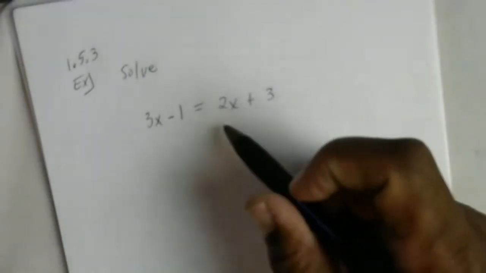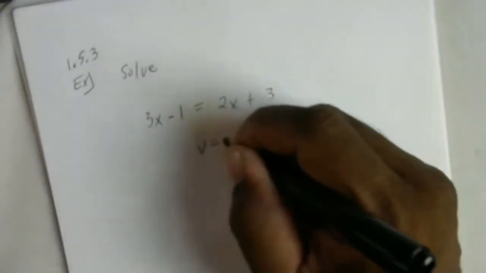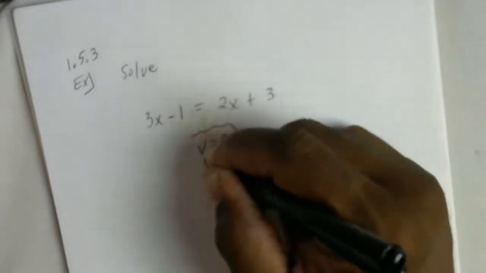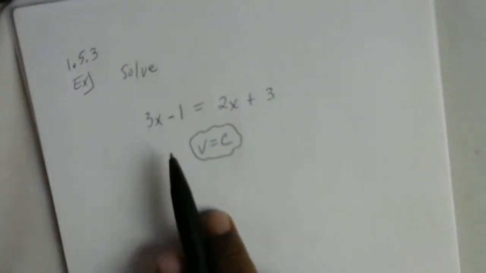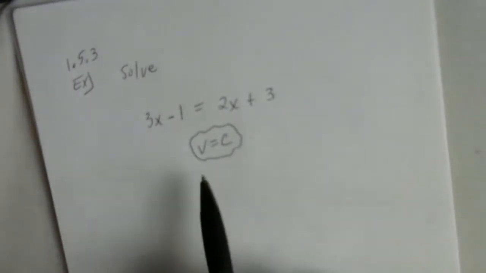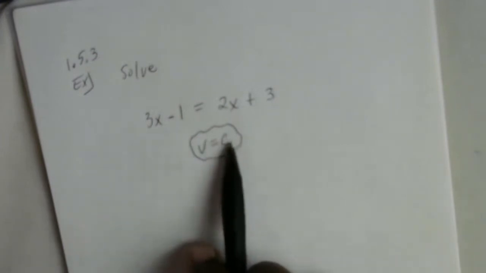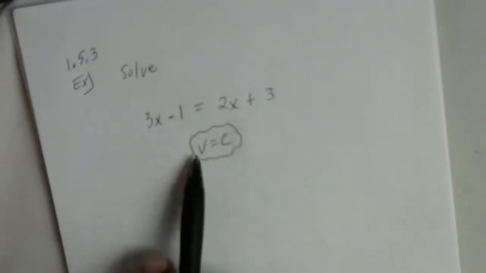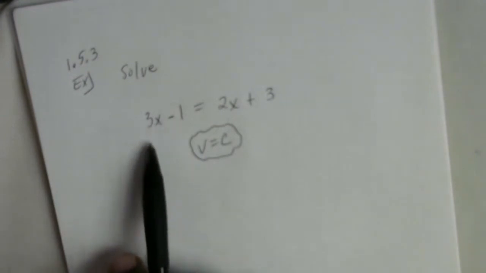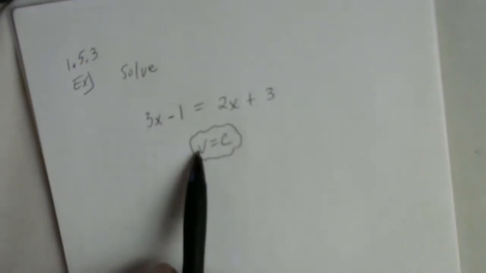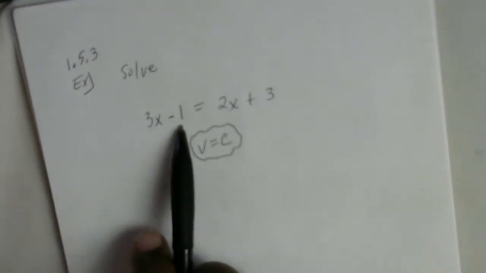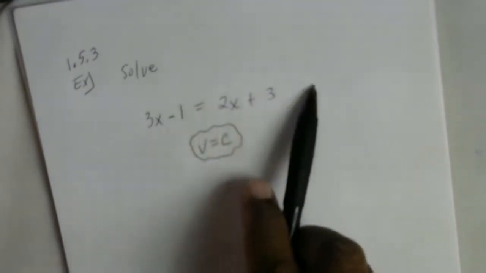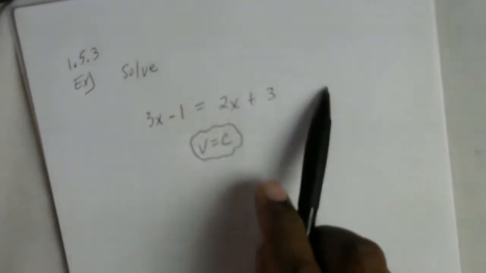So I'm actually going to set a little guide for this problem. I'm going to set it as V equal to C. So this is going to help me as far as to keep straight which things go on which side. So on the left-hand side, I only want variables, and on the right-hand side, I only want constants. So if I look at my guide and compare that to my equation, on the left-hand side, I only want variables. 3x is a variable, so it's okay on the left-hand side. However, -1 is not a variable, so I'm going to move it or transpose it to the other side.